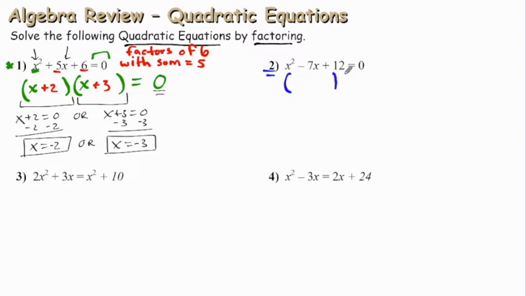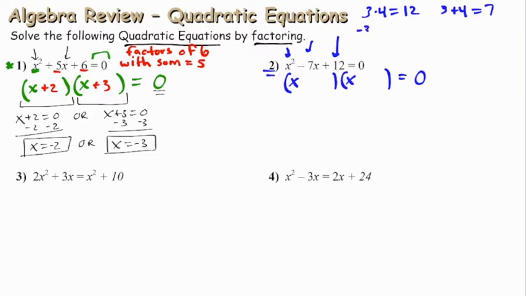Start with a set of parentheses. We have an equals 0 in the equation, so we'll keep that here. We know we must start with x because x times x will give us the x squared. Now I need two numbers that multiply to positive 12 but add up to negative 7. Well, I could say 3 times 4 is equal to 12, but 3 plus 4 is equal to positive 7, and we want a negative 7.